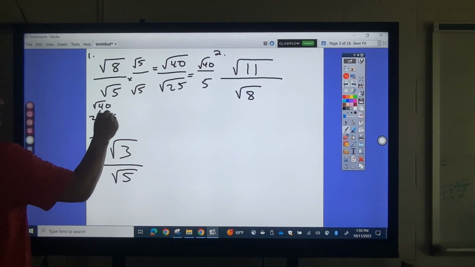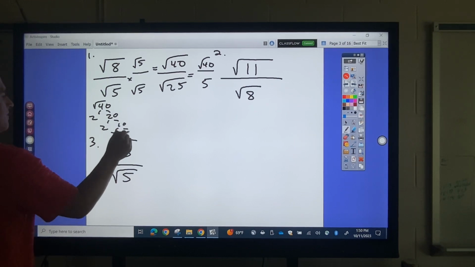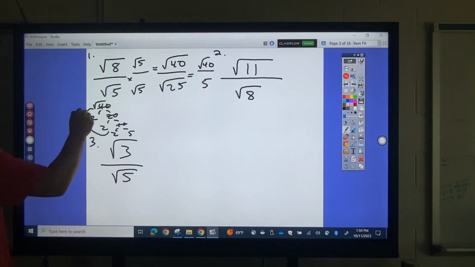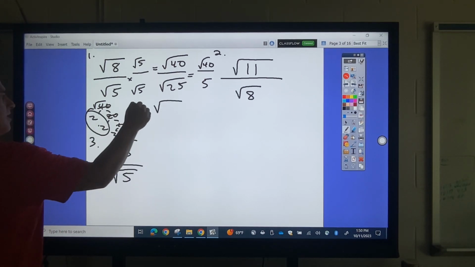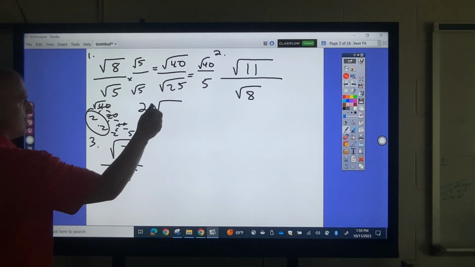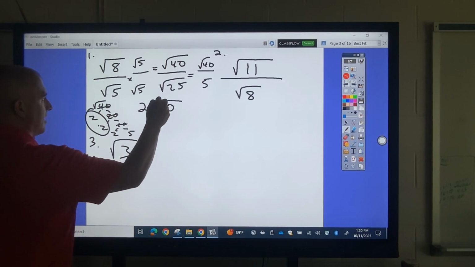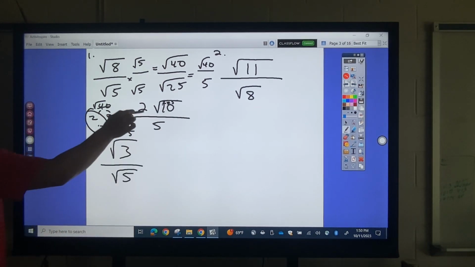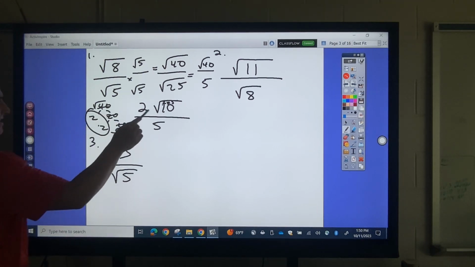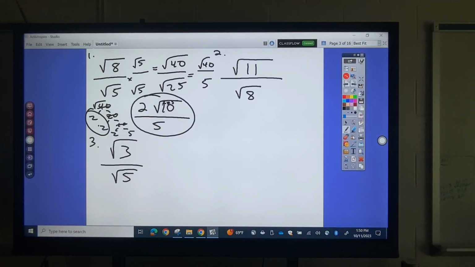That's 2 and 20. That's 2 and 10. That's 2 and 5. Here's my pair. Okay? So outside the square root, I have one of those. Inside, I have 2 times 5, which would be 10. Okay, that comes from 2 times 5. Okay, over 5. Now, what you should do, can you reduce that? In this case, I cannot. So that would be my answer.